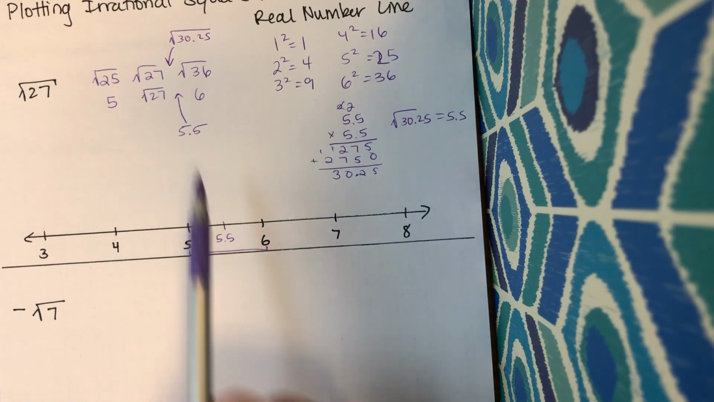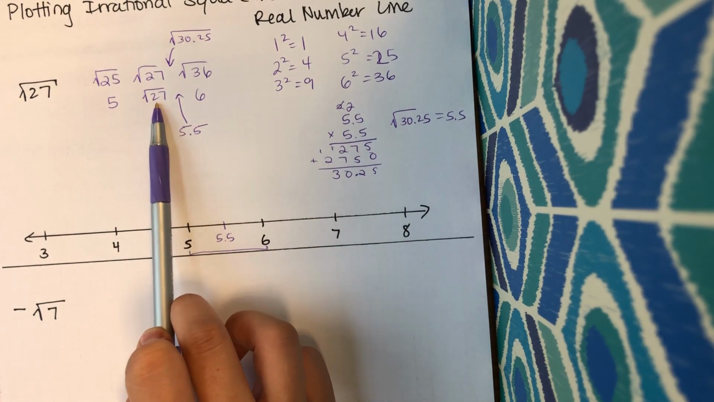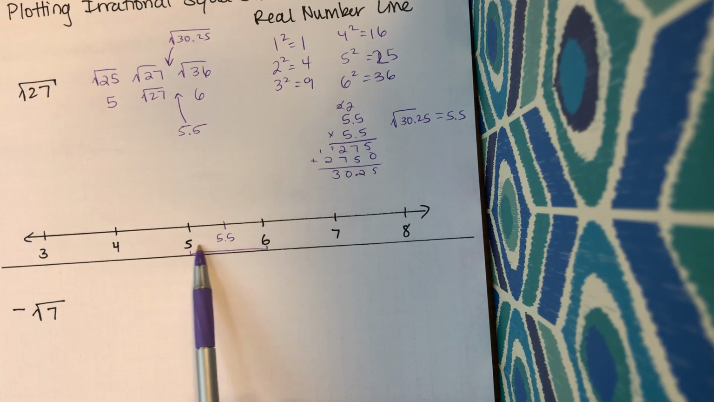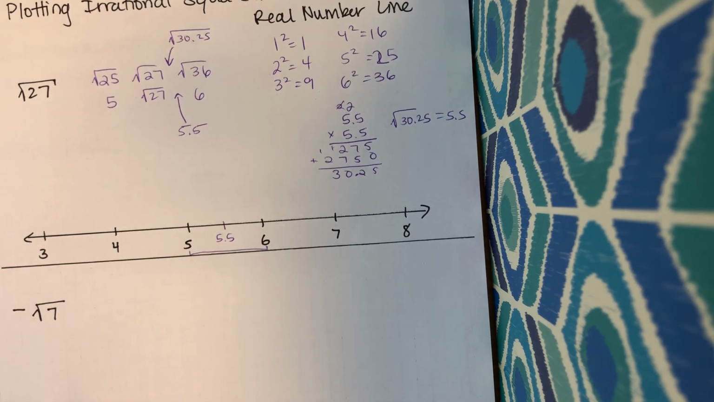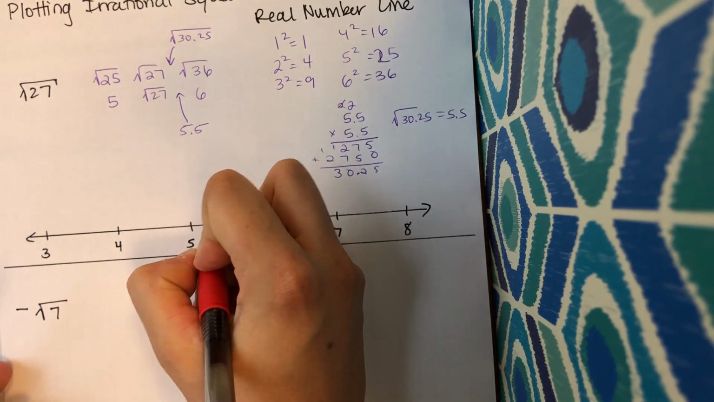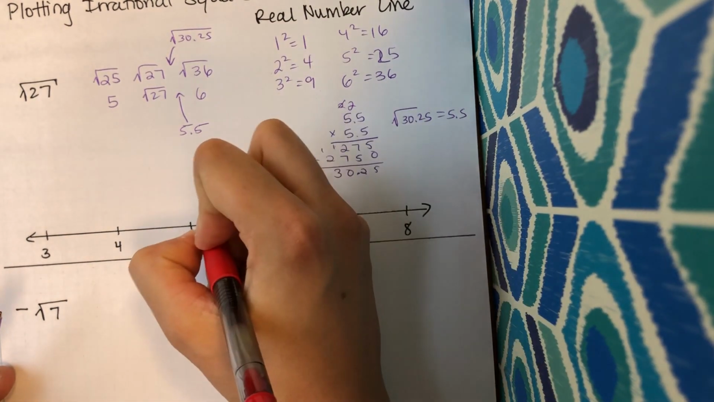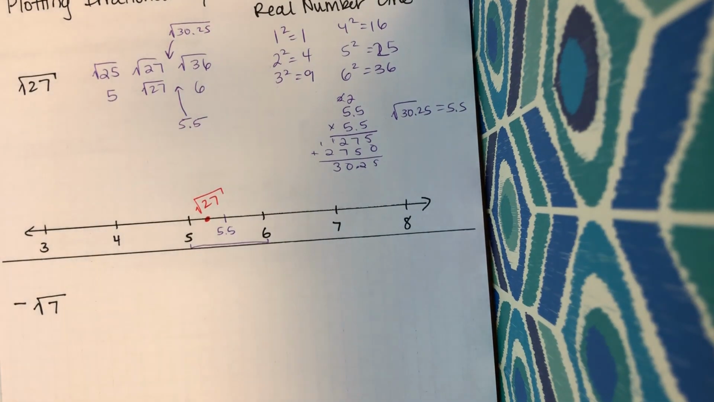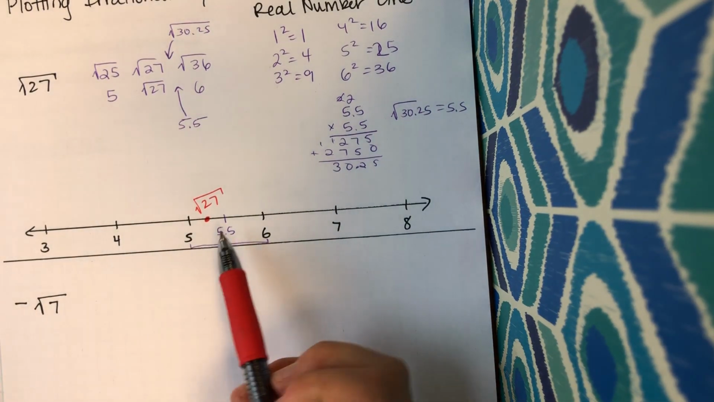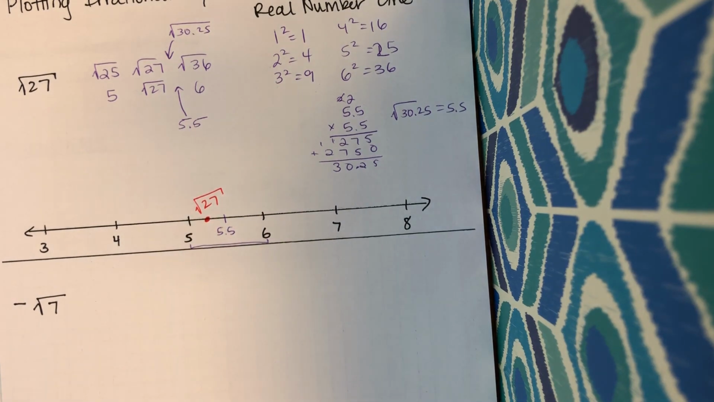So the square root of 27 has to be less than 5.5. It has to be somewhere in here, smaller than 5.5. So I'm going to put it in between those two on my number line. Now that's not exactly where it falls, but it's a pretty good estimation of where it is.